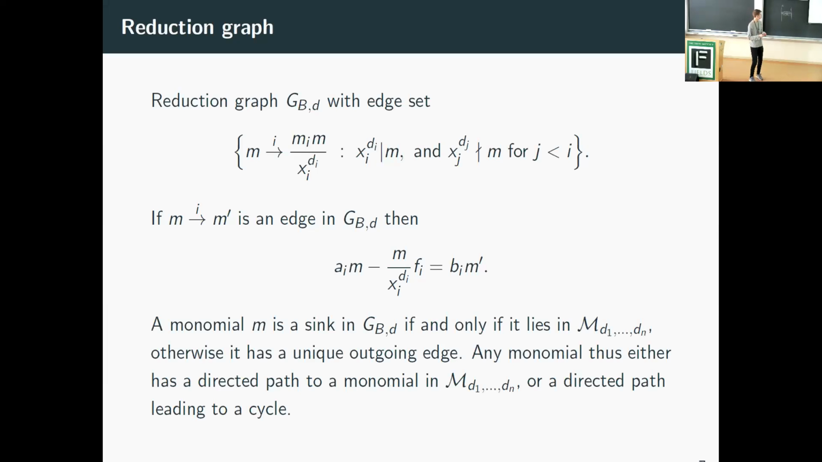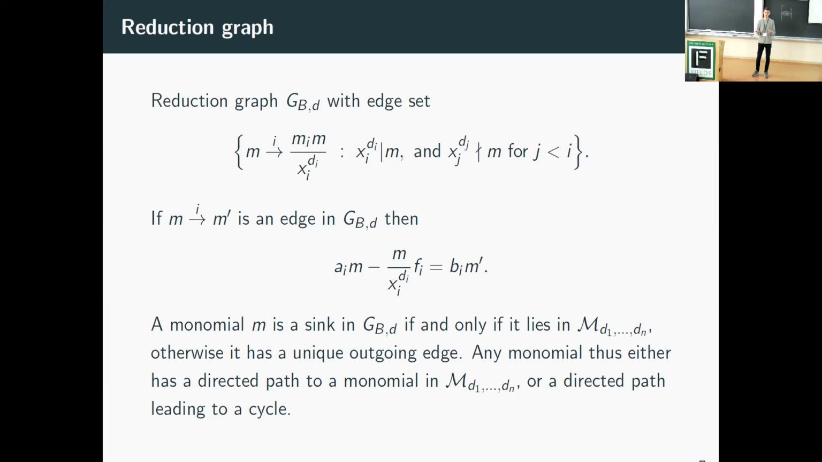Well, recall that a sink in a directed graph is a vertex with no outgoing edges. And we see that from the definition of these reduction graphs, a monomial here corresponds to a sink if and only if it lies in this set M d1 to dn. The monomial is not divisible by any xi to the di. And otherwise, it has exactly one unique outgoing edge.